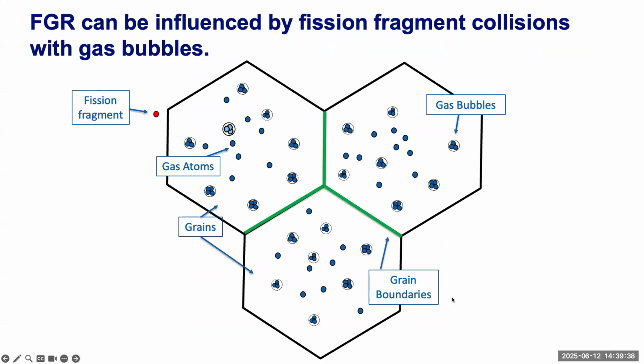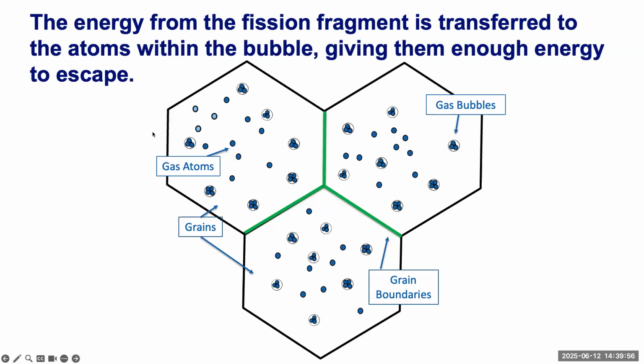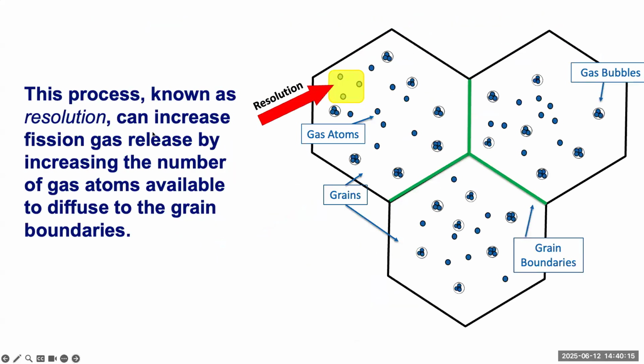Now, resolution occurs all because of fission fragments, which you can see a fission fragment pictured here in red. Now, that fission fragment on occasion can collide with bubbles full of gas atoms. And that collision essentially transfers energy from the fission fragment to the gas atoms within the bubble and gives them just enough energy to overcome that energetic barrier so that they can escape the bubble that they're in, resulting in the gas atoms becoming resolved, or returning to the material matrix that we see in here.